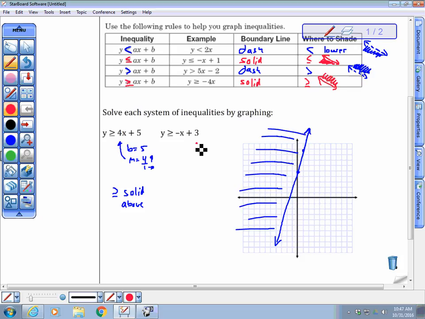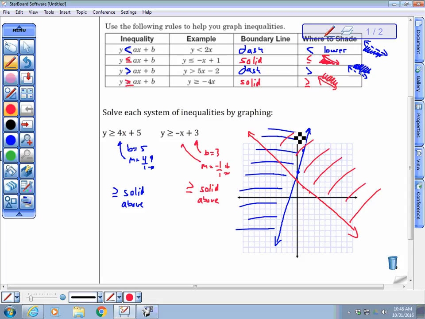The other one, the b value is 3, so we'll put a dot at 3. And the slope is -1, which can be written as -1/1. So that means down 1, right 1. So go down 1, right 1, down 1, right 1. And that greater than or equal to will be a solid line, and it will also be above. So a solid line, like so, and it'll be above the red.